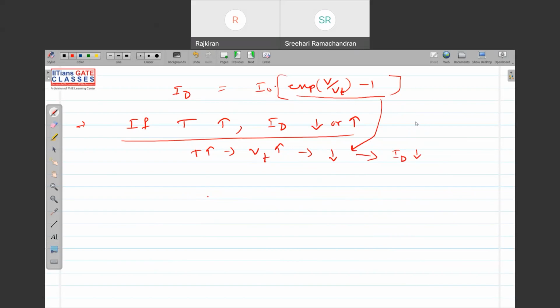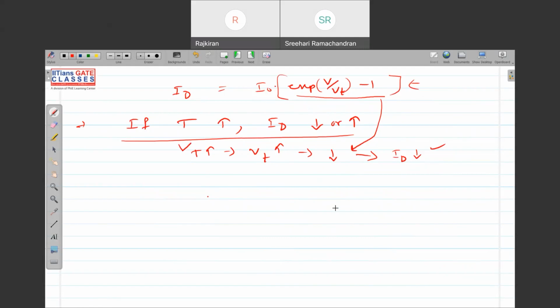Okay, so this is the question asked to me in an interview. From this expression, if you understand it blindly, just take I0 into e to the power something minus 1. Then if temperature increases, current decreases. But you know, a diode current increases if you increase temperature, if you maintain the same potential. But from this expression, it looks like it's decreasing, right?